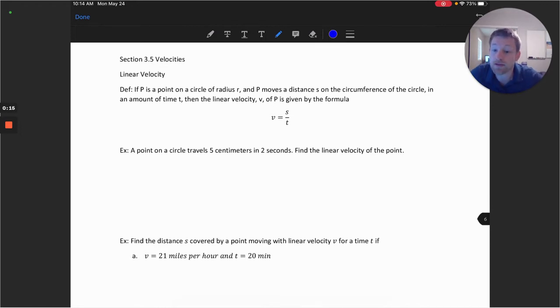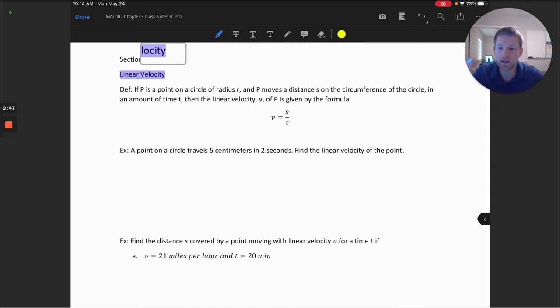So the definition says if P is a point on a circle of radius r and P moves a distance of s on the circumference of the circle in an amount of time t, then the linear velocity v of P is given by the formula v equals s, which is the distance, or we could call arc length, divided by the time t.